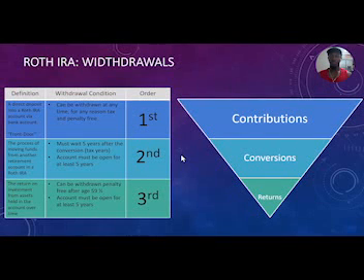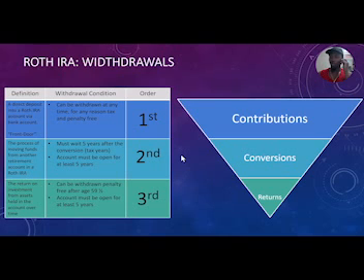So here's withdrawals. This might look a little bit complicated, but I swear it'll make more sense as I explain it. The best way to explain how to take withdrawals out of a Roth IRA is first to explain how money gets into the Roth IRA. Money can get into a Roth IRA one of three ways. One is a direct contribution, right?